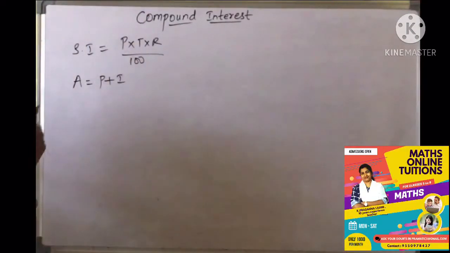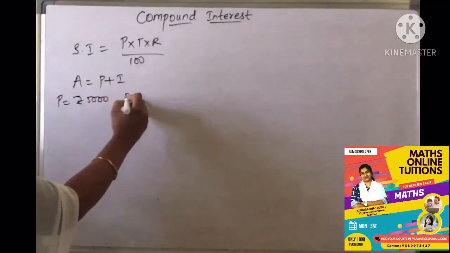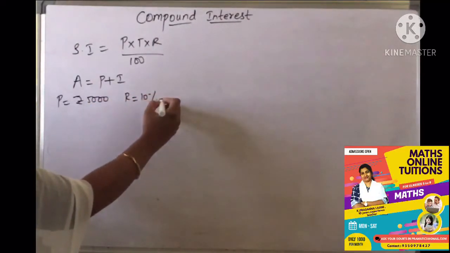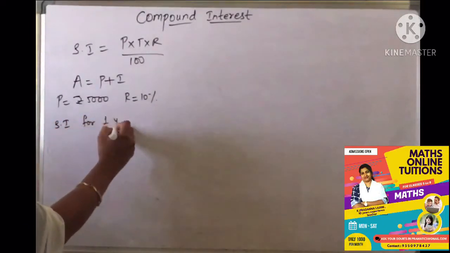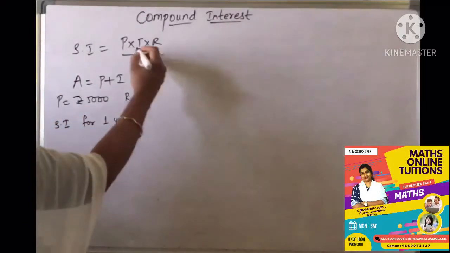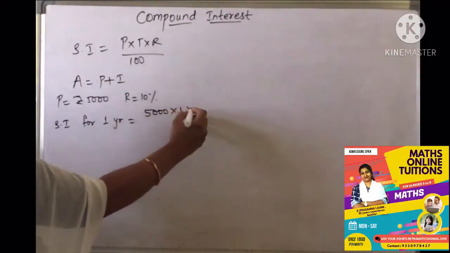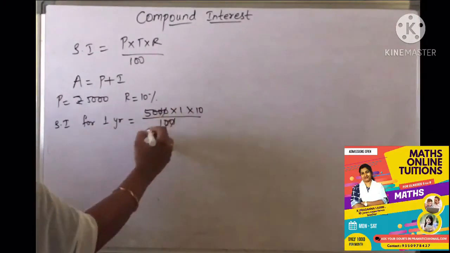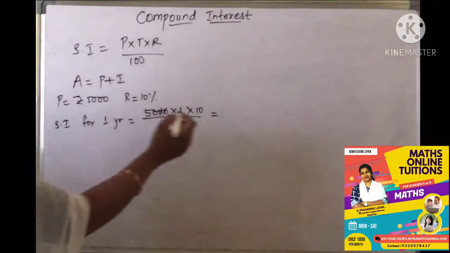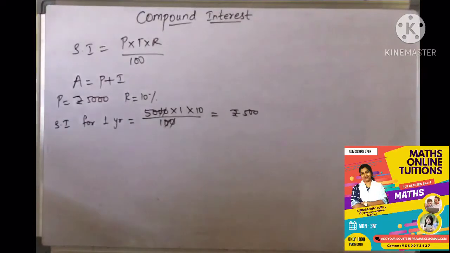For example, how to find the simple interest? I will show with one example. Suppose P is rupees 5,000 and the rate of interest is 10%. What is the simple interest for 1 year? We use this formula: P into T, where T is 1, and R is 10 by 100. When I cancel this, you will get 50 into 10, that is rupees 500. Here the simple interest for 1 year is 500.